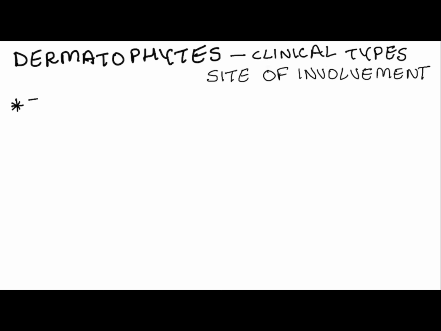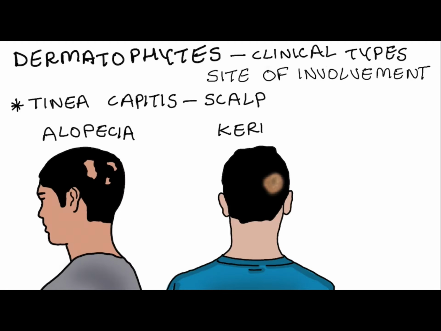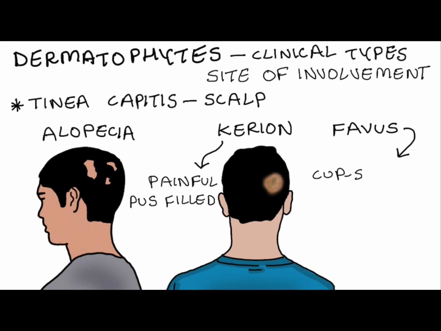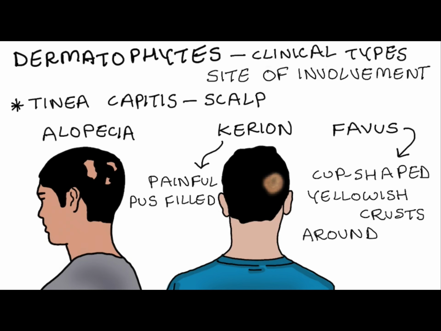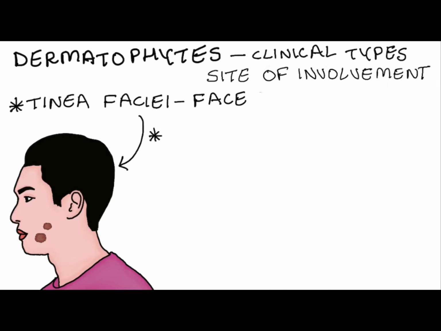These include Tinea capitis. It is the infection of the scalp and may result in alopecia. Kerion, which is a painful pus-filled swelling on the scalp, or Favus, which is characterized by cup-shaped yellowish crusts that are formed around the infected hair follicle. Tinea faciei, infecting the face.